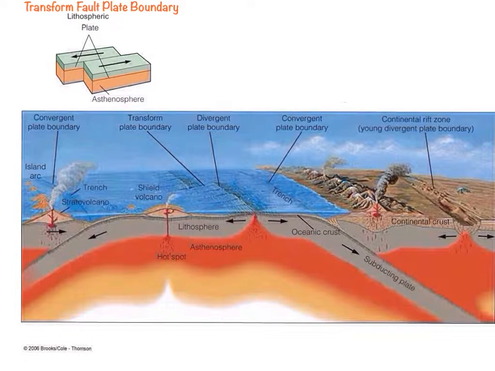All right? In this case, guess what? It's because of that asthenosphere moving in that circular motion that's causing these plates that are floating on top of the asthenosphere, made of rock, to grind past each other.